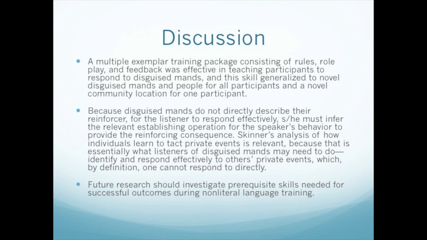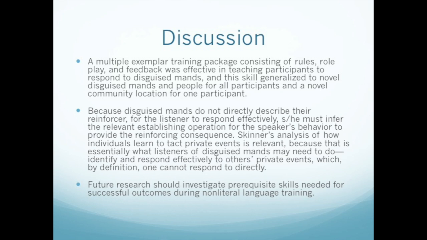A multiple exemplar training package consisting of rules, role play, and feedback was effective in teaching participants to respond to disguised mands, and this skill generalized to novel disguised mands and people for all participants and a novel community location for one participant. Because disguised mands do not directly describe their reinforcer, for the listener to respond effectively, he or she must infer the relevant establishing operation for the speaker's behavior to provide the reinforcing consequence.